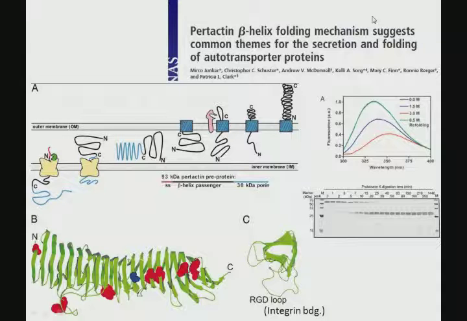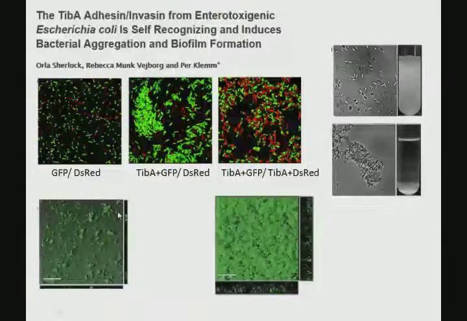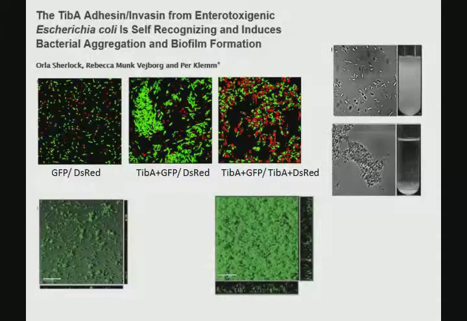Yeah, and pertactin is also one of the proteins that are used to bind host cells. So this is the RGD loop, which is a motif that is used by different bacterial proteins to bind host cell integrins. This is just another example of an autotransporter. I said some of them are used for host recognition, but others are used for bacterial recognition, to stick to other bacteria rather than to the host cell.